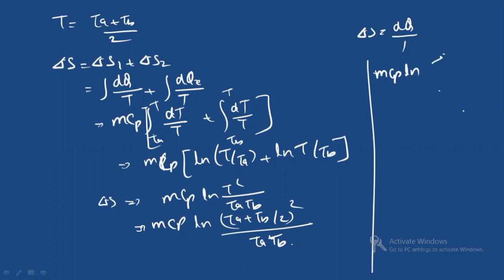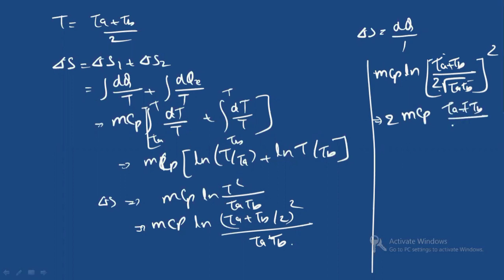ln, you are having Ta plus Tb divided by 2, and this I'm making root over TaTb so that I can write it as a square. And if I bring this 2 outside, it will be mCp, you will have Ta plus Tb by 2 root over TaTb, because this 2 is coming here. Okay, this is what it is.